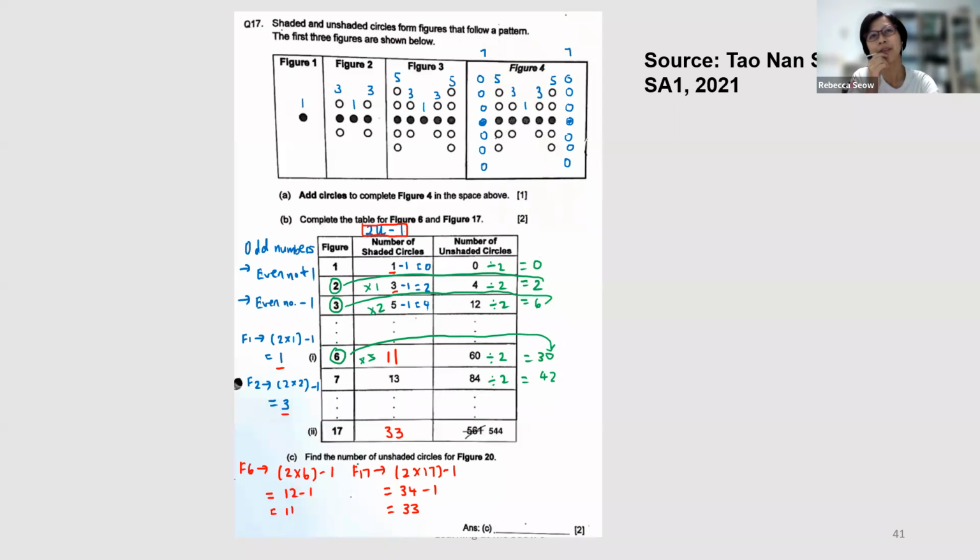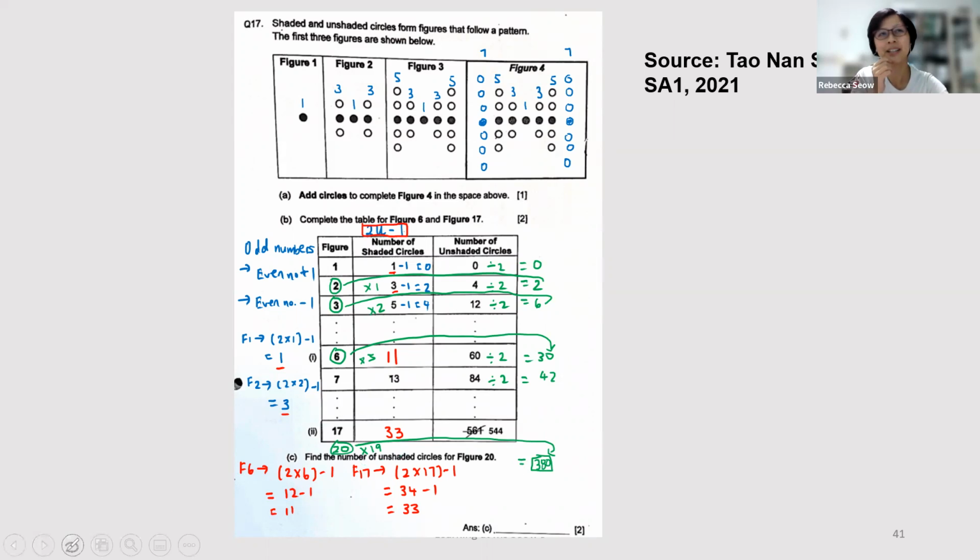Okay, so how do I find the number of unshaded circles for figure 20? If I were to put figure 20 over here, what number do I need to multiply it with to get to that value right at the end? It will be 1 less than that figure number 20, right? Which is 19. So what is 20 times 19? 20 times 19 actually gives me 380.